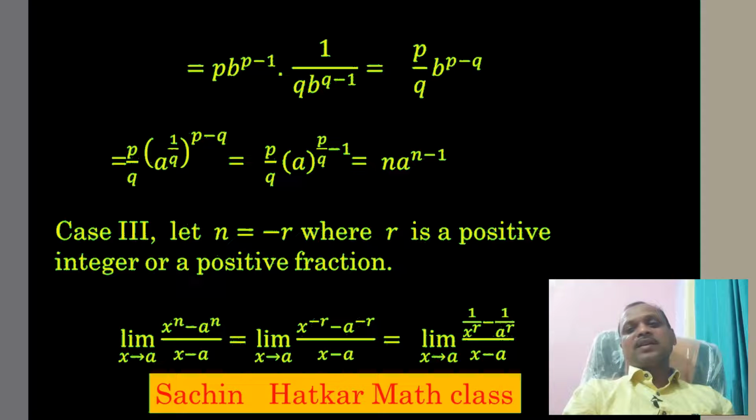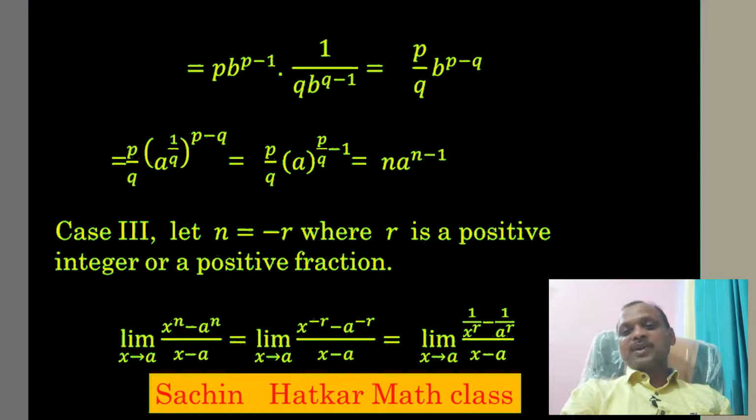a negative integer. So for this negative integer, we write n equal to minus r, where r is a positive integer. So this x raised to n will be x raised to minus r, and a raised to n will be a raised to minus r, and obviously x raised to minus r means we can write this 1 divided by x raised to r and minus 1 divided by a raised to r.